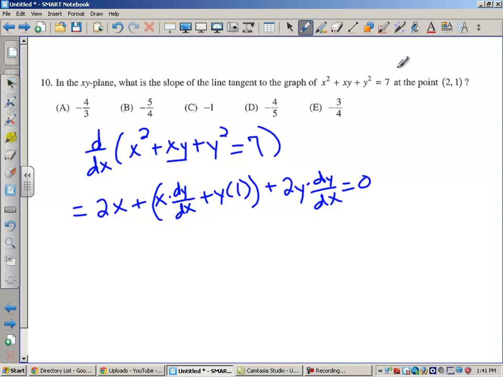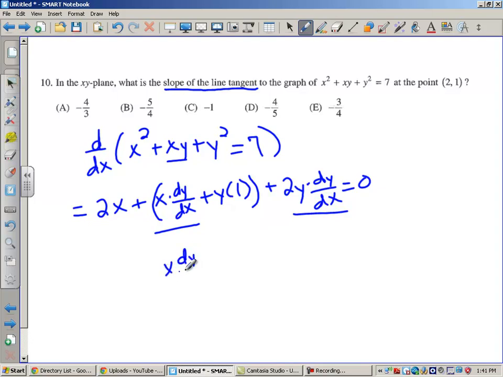So we want to find dy dx. That's what this means, the slope of the tangent line at the point (2, 1). Well, I'm going to go ahead and solve this for dy dx, even though you don't always have to. We're going to have everything that has a dy dx term stay on one side, and I'll take everything else to the other side. So this is how that'll look.